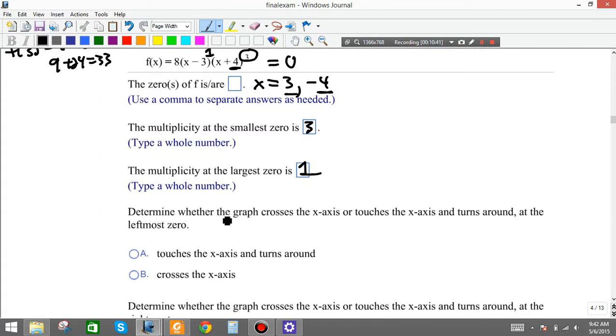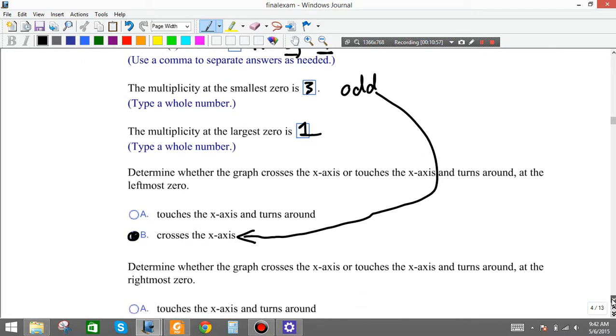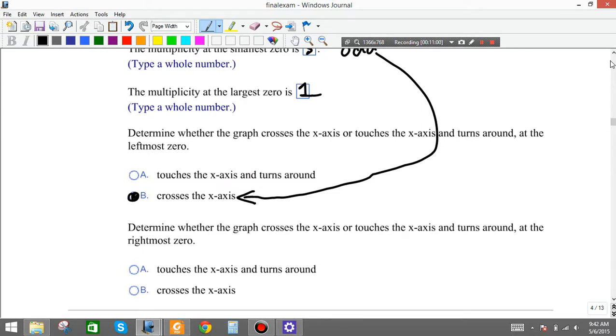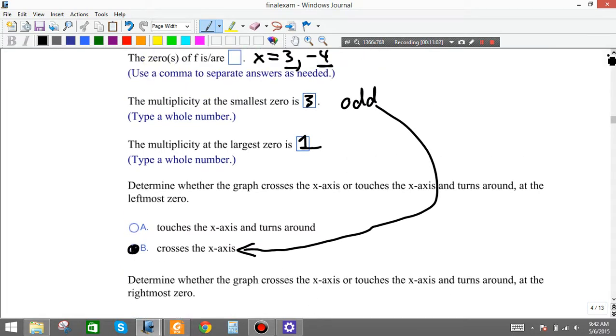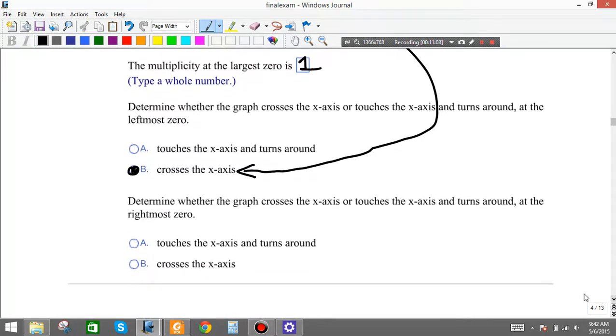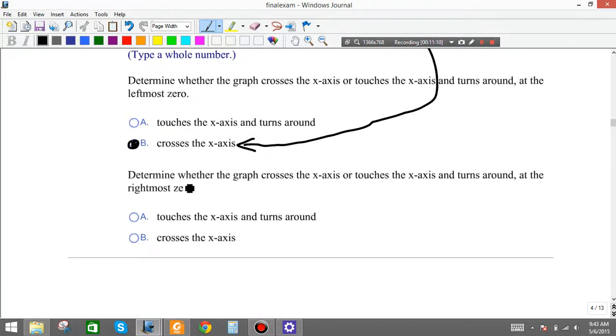And determine whether the graph crosses the leftmost zero. The leftmost zero is negative 4, and if the multiplicity is odd, that means it crosses the x-axis. So the multiplicity of negative 4 was 3. 3 is odd, and so it crosses. The multiplicity of the other 0 is also odd, so that also crosses the x-axis.